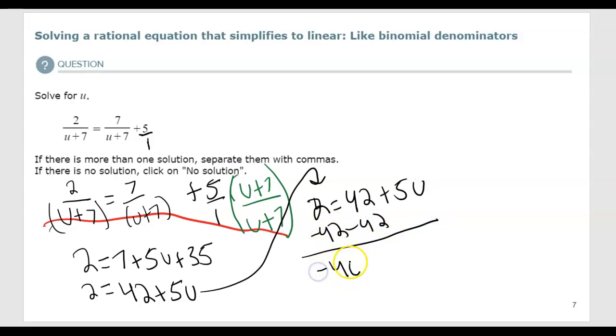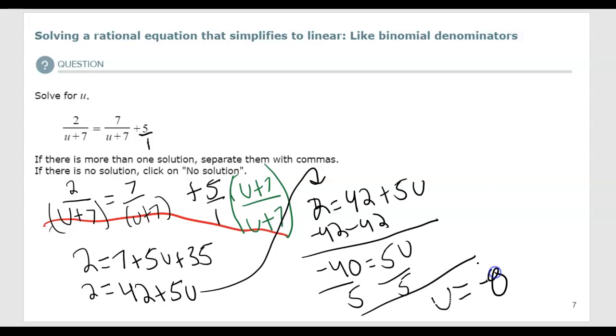And then I get negative 40 equals 5u, divide by 5, divide by 5. You end up with u equals negative 8.